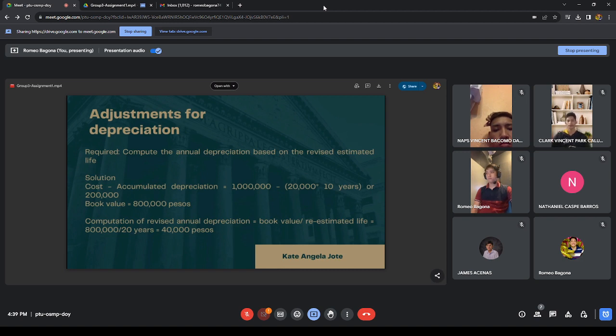So cost less accumulated depreciation, we have 1 million pesos less 200,000. So we will be having a book value of 800,000 pesos. Next is the computation of revised annual depreciation. Book value divided by re-estimated life. 800,000 divided by 20 years equals 40,000 pesos.